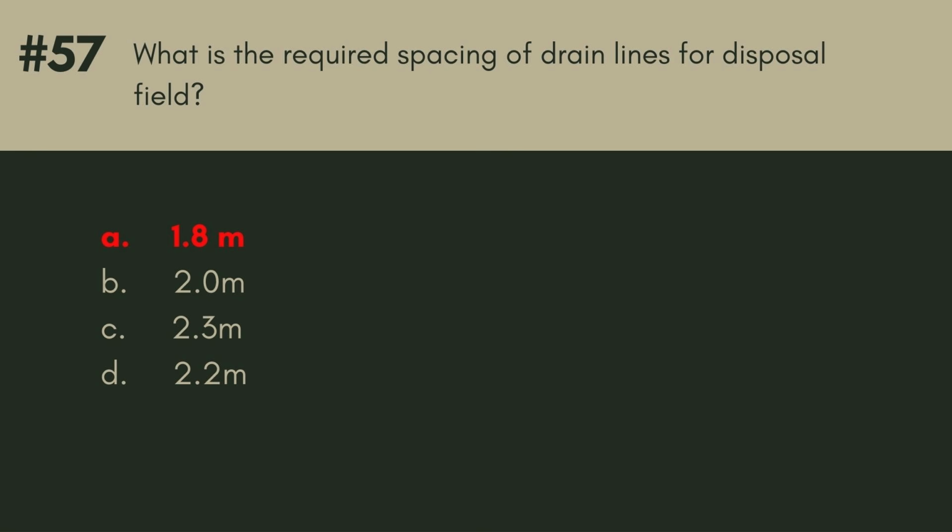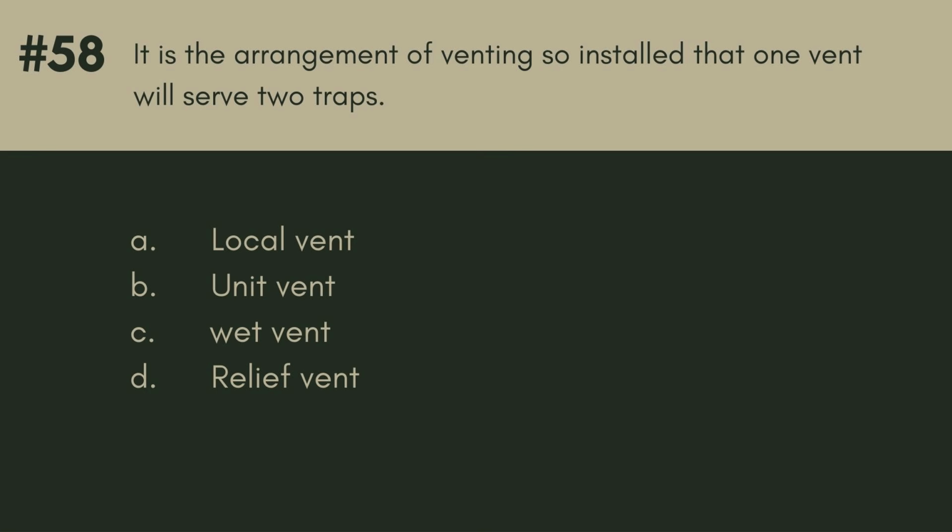1.8 meters. Question 58. It is the arrangement of venting so installed that one vent will serve 2 traps. A. Local vent. B. Unit vent. C. Wet vent. D. Relief vent. The answer? It's B. Unit vent. It is the arrangement of venting so installed that one vent will serve 2 traps.